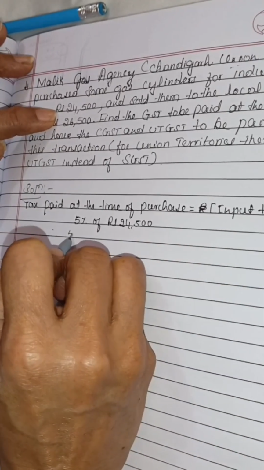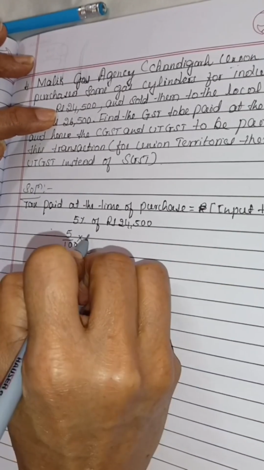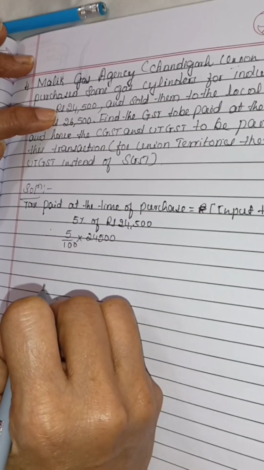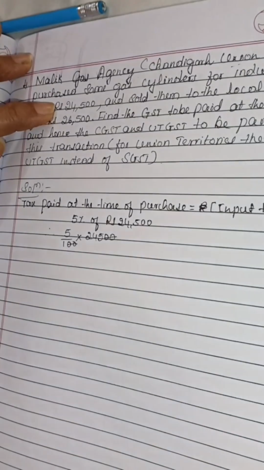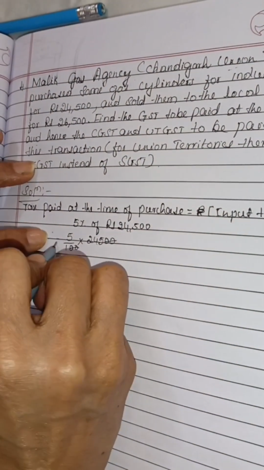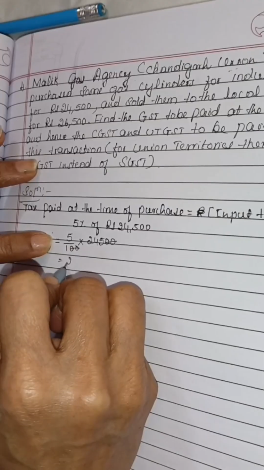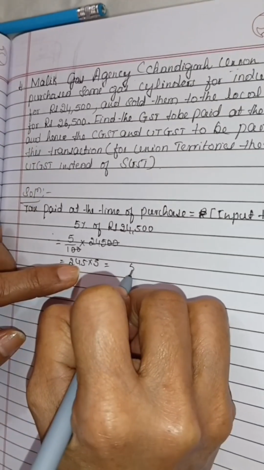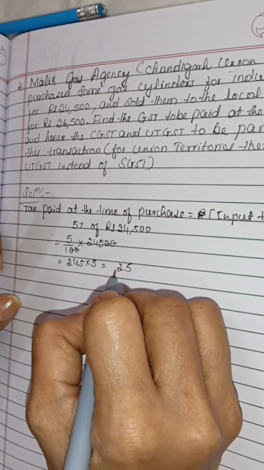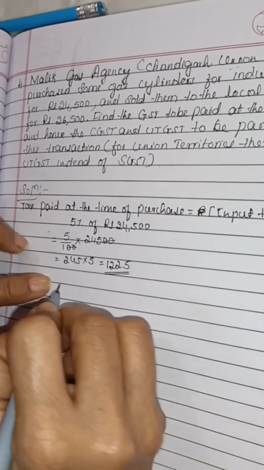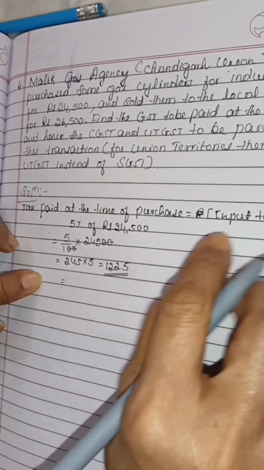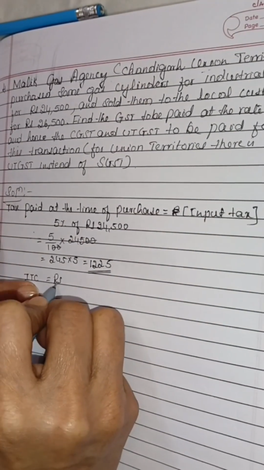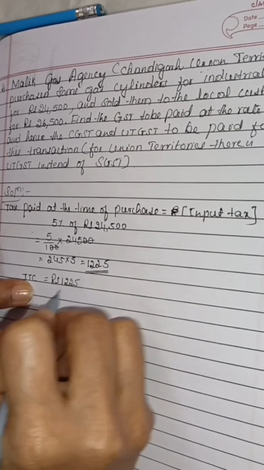5% means 5 out of 100. For 24,500, how much? That we have to find out. Two zeros gone, that is 245 multiplied by 5. 5 fives are 25, 5 fours are 20 plus 2 is 22, 5 twos are 10 plus 2 is 12. So this is input tax, that is ITC, rupees 1,225.